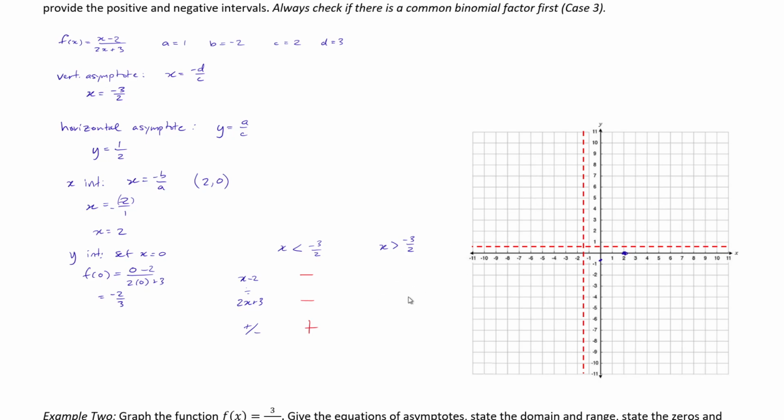And then if I take, for example, values greater than negative 3 over 2, we have to be careful here because, for example, if I took negative 1, I'd end up with negative values, right? And so I would end up basically in this quadrant here, right? So you'd still get the shape that you're looking for, right? So for example, if I chose negative 1, negative 1 minus 2 is negative 3, so that's a negative.